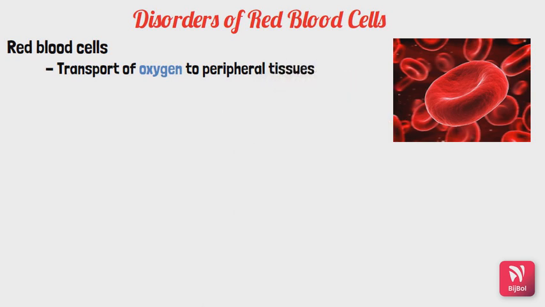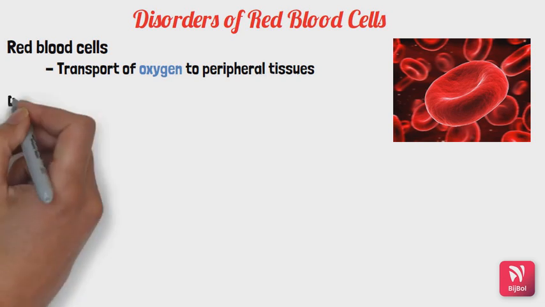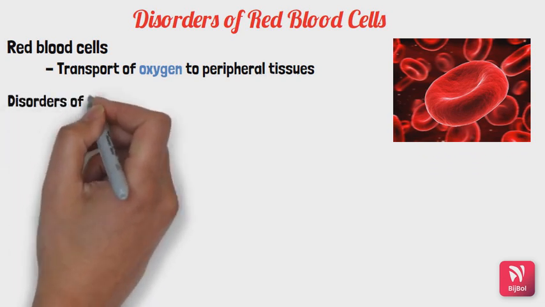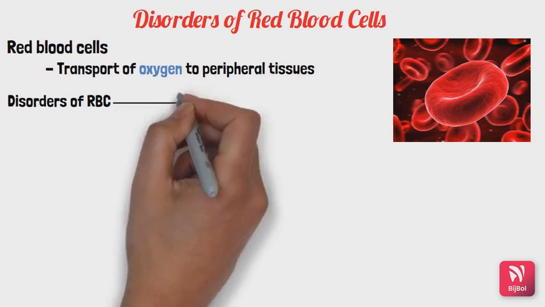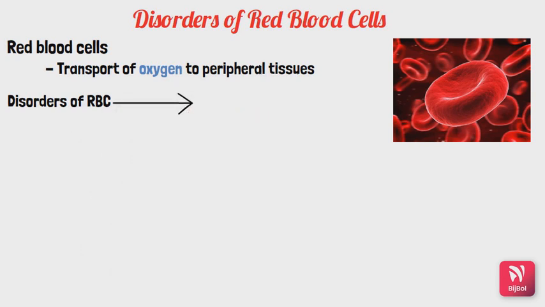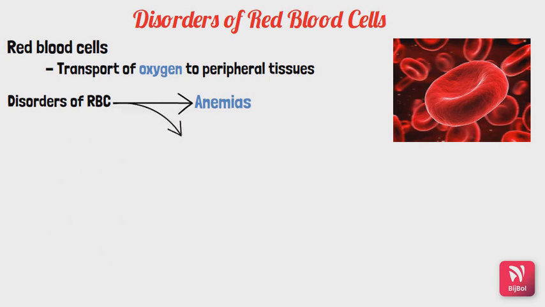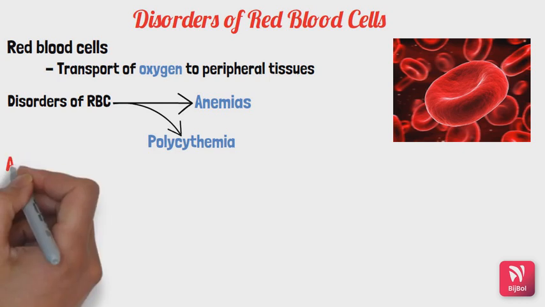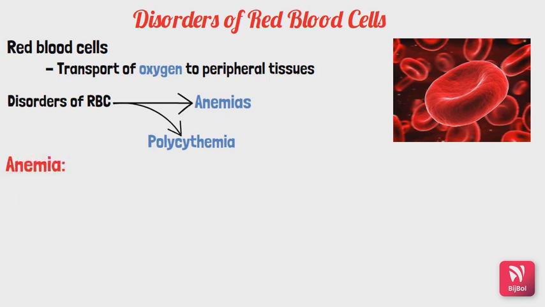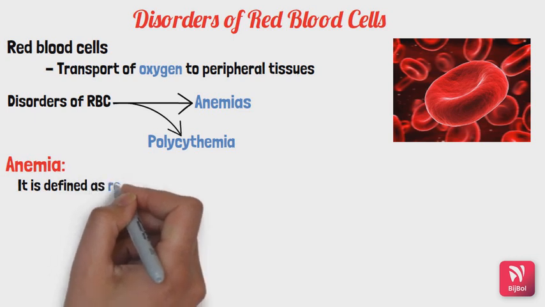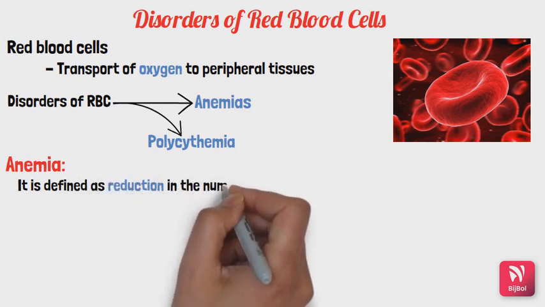So what happens if there is a disorder of RBC? These disorders are broadly categorized into two types. Mainly they will be in the form of anemias, that is, different forms of anemias, where there will be a decrease in RBCs or a decrease in hemoglobin concentration. The other disorder is polycythemia, which is in contrast to anemias, wherein there will be an increased level of RBCs. In this present topic, we will be discussing, on the whole, anemias, the different types of anemias.